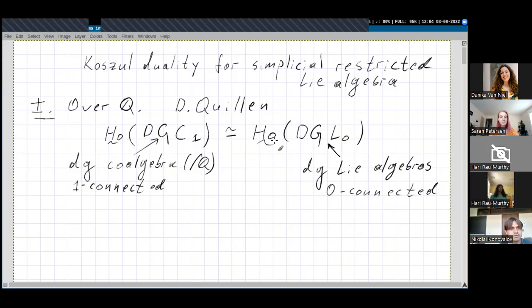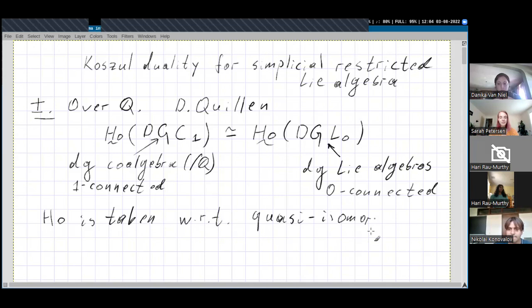Here I took localizations with respect to quasi-isomorphisms. Objects on both sides are chain complexes, so we have canonical notions of quasi-isomorphisms here. This is important to remember, with respect to what we localize the corresponding categories. If you want to drop this condition, one or zero connected, for example take all connected Lie algebras instead of zero connected, it wouldn't be true. But it would be true if you change the notion of weak equivalences on one of the sides.